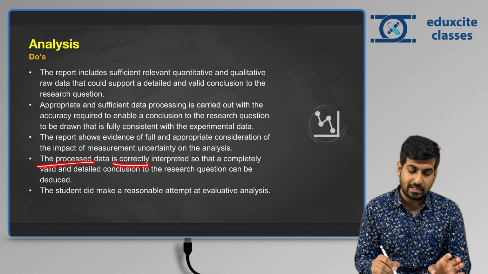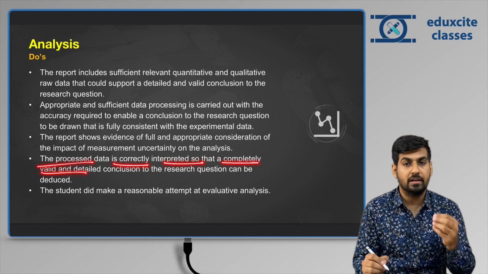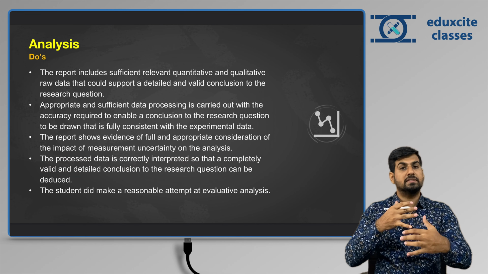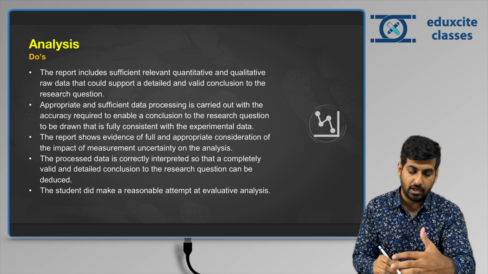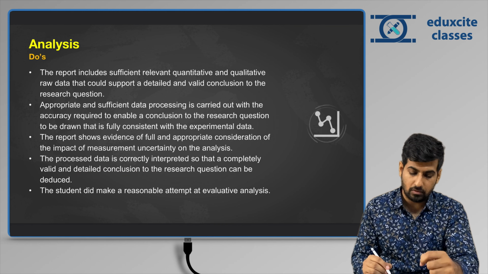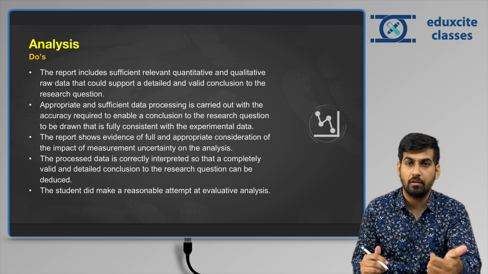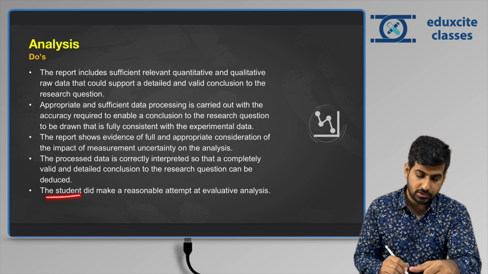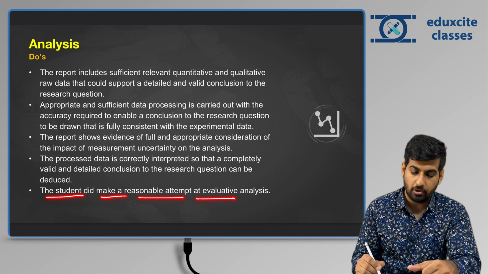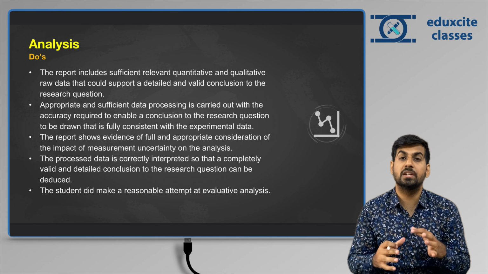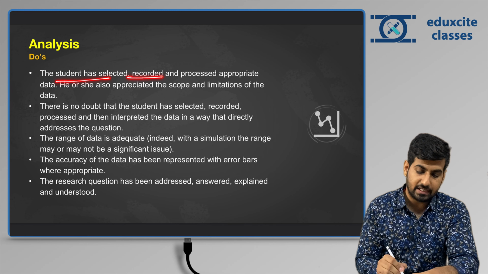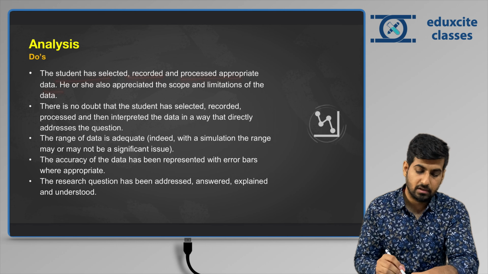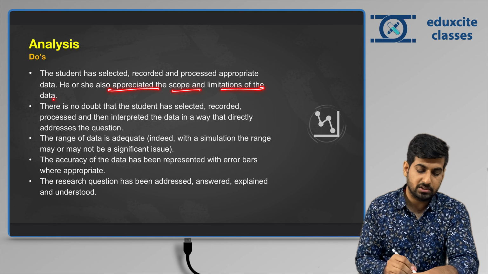The processed data is correctly interpreted so that a complete and valid analysis is done. The complete processed data analysis must be thoroughly done in order to give a detailed conclusion of the research question that you have put forward. The student did make a reasonable attempt at evaluating the analysis. A reasonable attempt must be given. The student has selected, recorded and processed appropriate data, and appreciated the scope and limitation of the data.